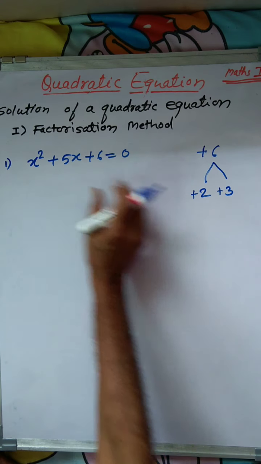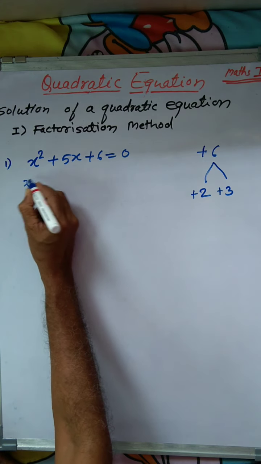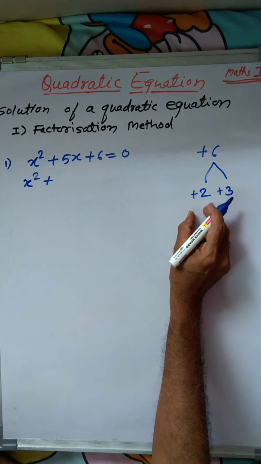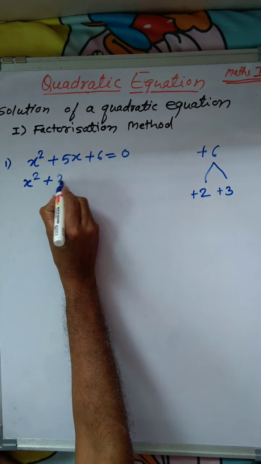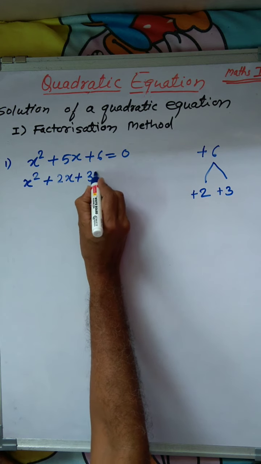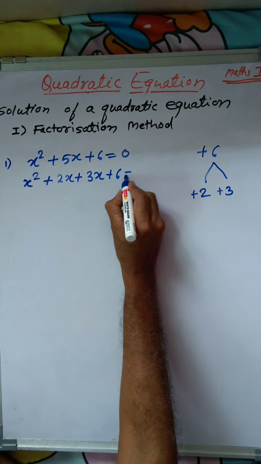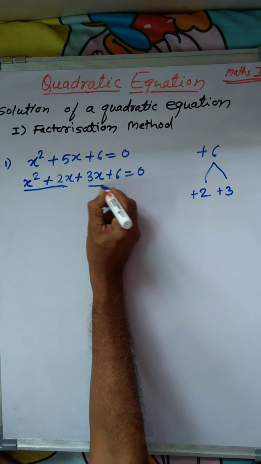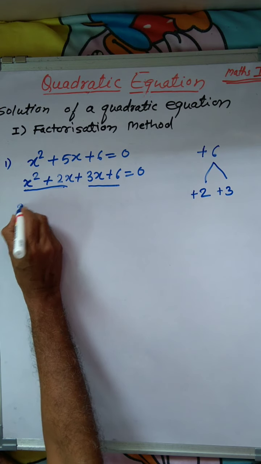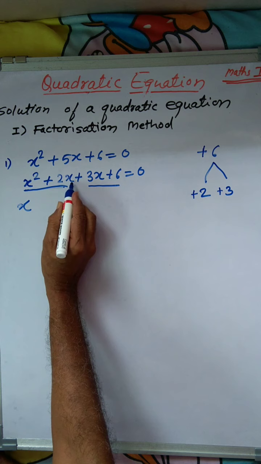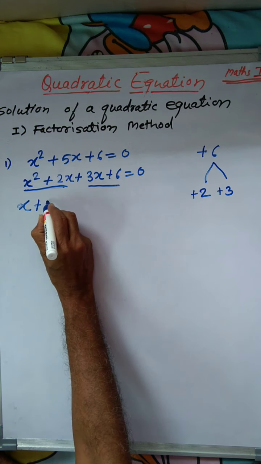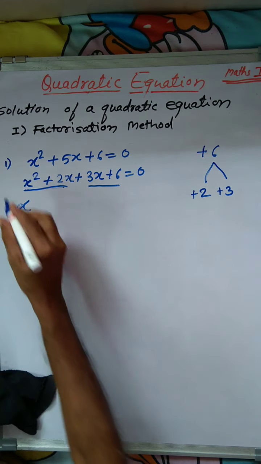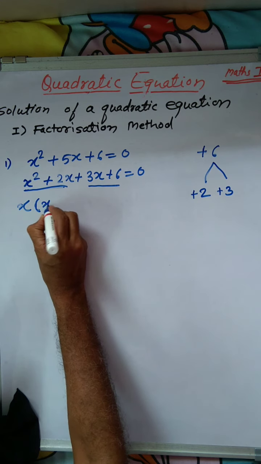Now we split the middle term. x square plus we split 5x into 2x and 3x. That means x square plus 2x plus 3x plus 6 is equal to 0. Now take two terms together and take the common factor. x is common from x square and 2x, so we get x into bracket x plus 2.